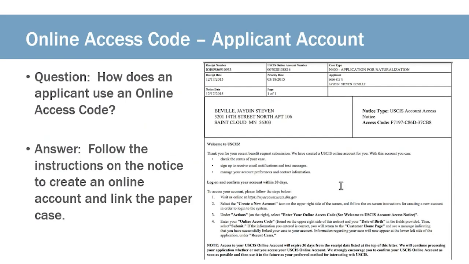Let's return to the notice with the online access code. You can see the code here on the right, and the receipt number is in the upper left. After the user finishes these steps, they'll be able to see the case card in their online account. They'll be able to see the current status and case history, and we will notify the user each time a new action is taken on the case. The user will then need to sign into their account to see notices and actions.